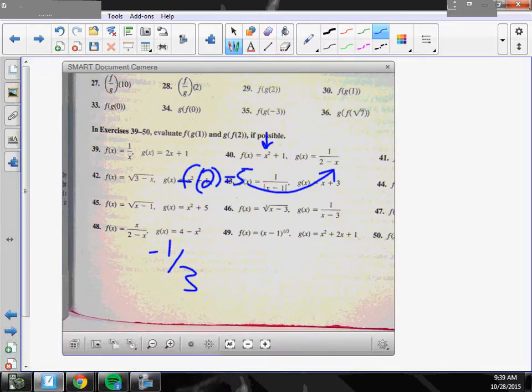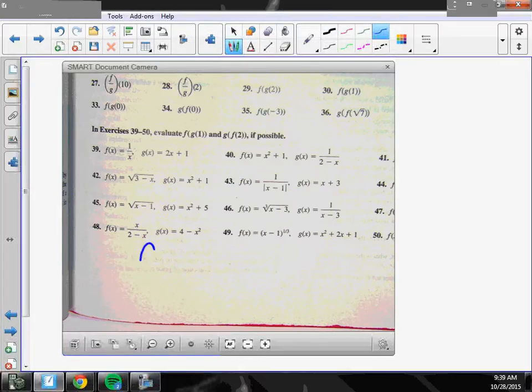Okay? Why would it say if possible? Right, if you plug in a number and you get the square root of a negative, then you end up with an imaginary number, and you try to plug that imaginary number in. So technically you could come up with imaginary numbers, and those kind of have answers. What if I tried to do f of g of 2 in number 40? Will that work?